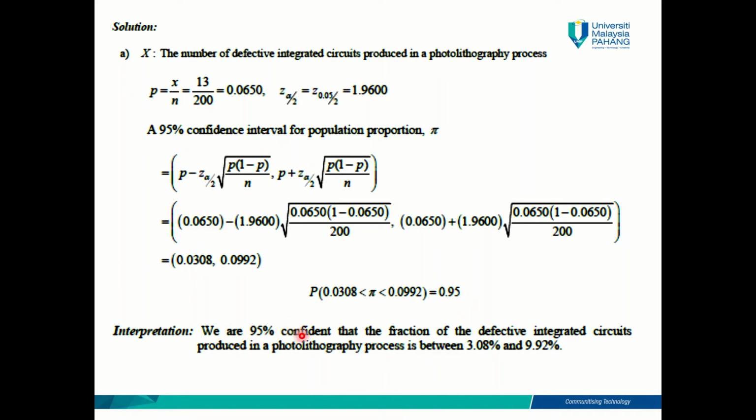So the probability of the population proportion to be within 0.0308 and 0.0992 is 0.95. Interpretation: we are 95% confident that the fraction of defective integrated circuits produced in the photolithography process is between 3.08% and 9.92%. For interpretation, it's actually preferable for you to change this probability form into percentage form. Just multiply by 100. This is how you estimate population proportion. You estimate pi using P.